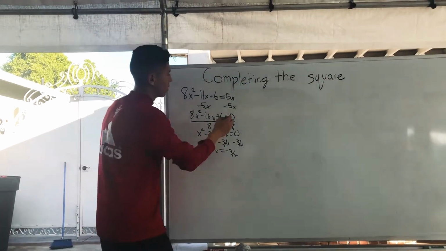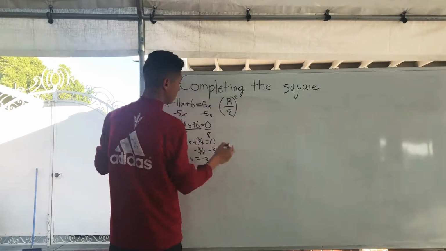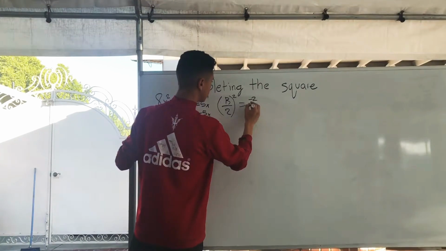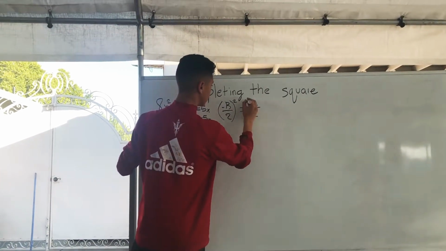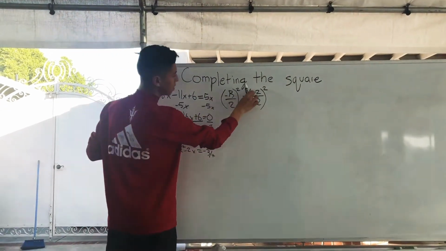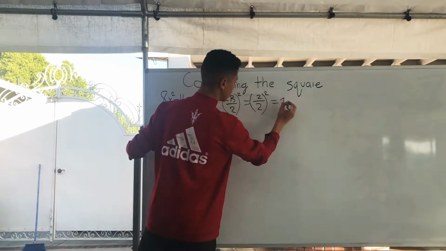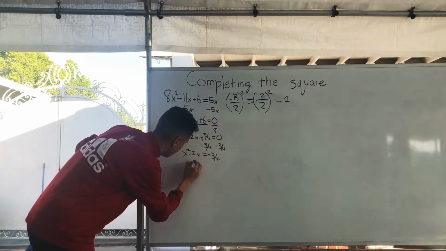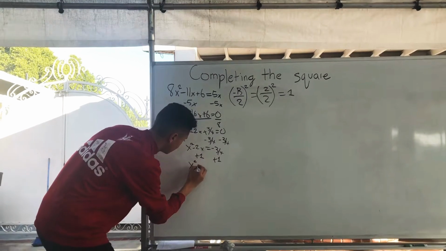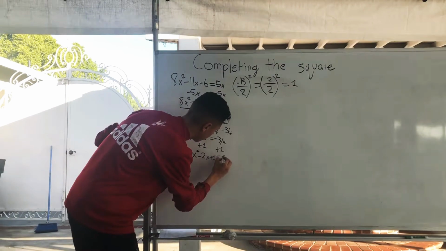Afterwards you're going to want to do the b squared. So b equals negative 2. The negative 2 will become a positive. So 2 divided by 2 is 1. 1 times 1 is 1. Right here you're going to want to add 1. It'll be x squared minus 2x plus 1 equals 1/4.